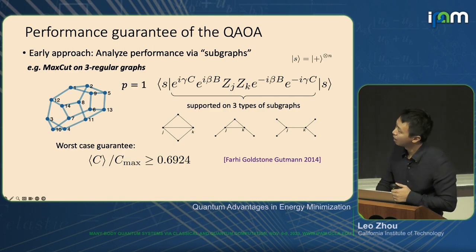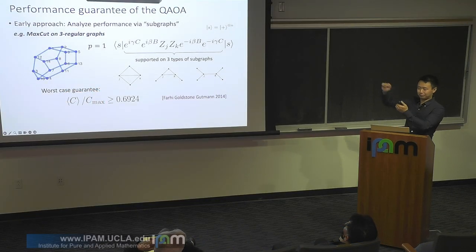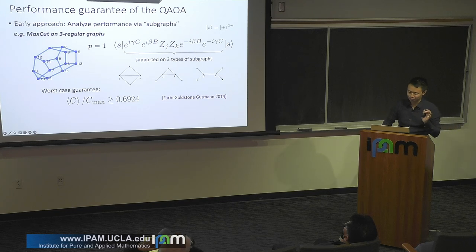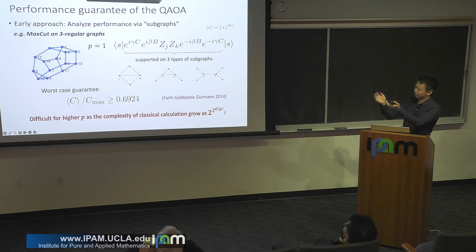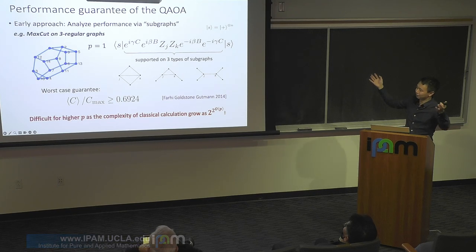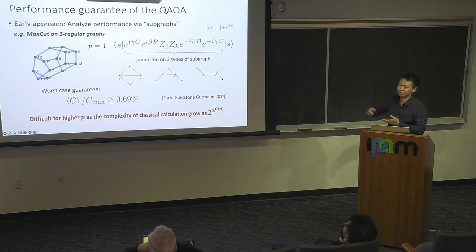Your subgraphs can get large, is that right? Yes, as the depth of the algorithm gets larger, the size grows exponentially, and that's exactly what I was going to say right after this. Because the subgraph gets exponentially large, this approach becomes intractable, because the complexity of evaluating this expectation grows doubly exponentially in P.